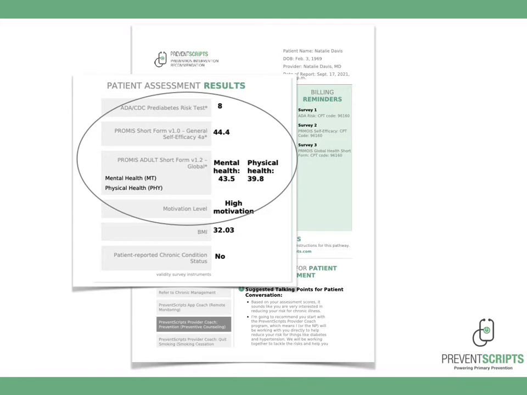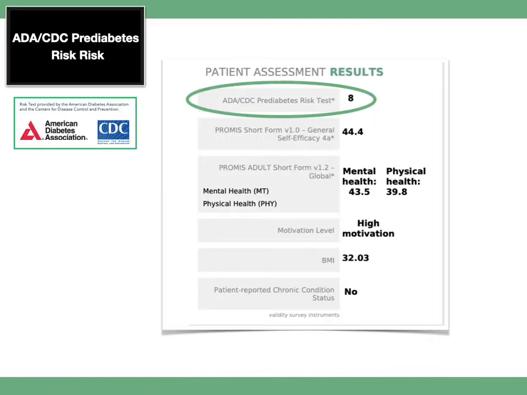Here's a quick overview of these validated instruments and how to interpret their results. The ADA Prediabetes Survey is scored from 0 to 10. Anything above 5 is considered high risk for type 2 diabetes.